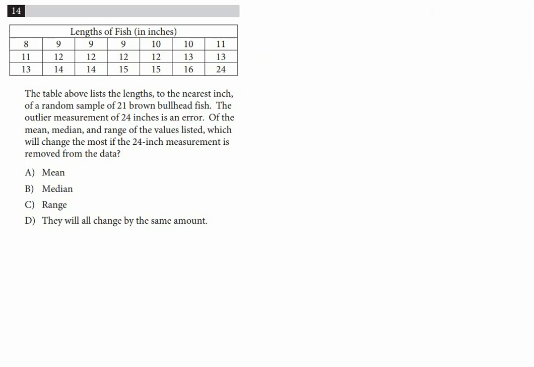Now let's find the change in the median. In order to do that, we have to find the median in both cases. So the median is the middle of a distribution of values. And what does that mean?